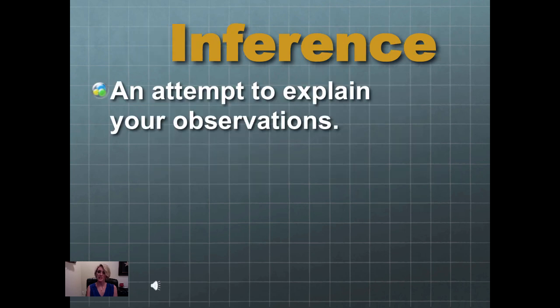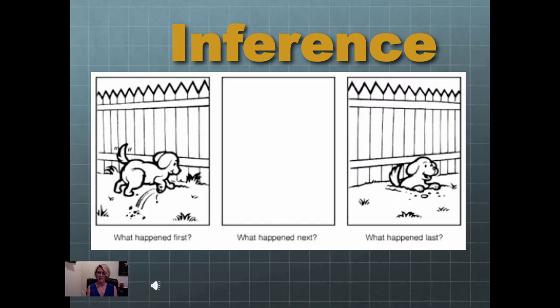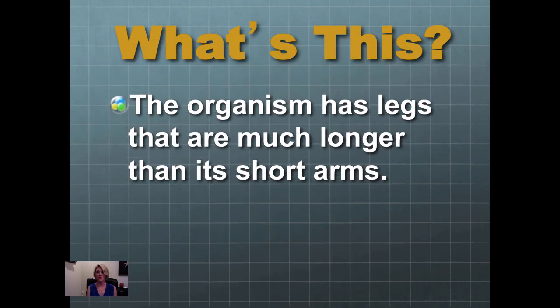Inference is trying to explain those observations. What are the likely reasons? Why is it a cloudy day? Here's another simple example. Let's say you have this comic, and on the left, you've got the dog starting to dig into the dirt by the fence. And on the right, it looks like he's coming up out of the ground on the other side of the fence. So based on those observations, you can infer what was happening in the middle was that the dog was digging underneath the fence.